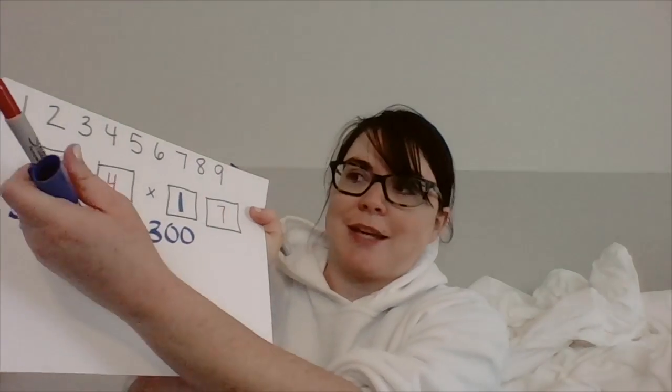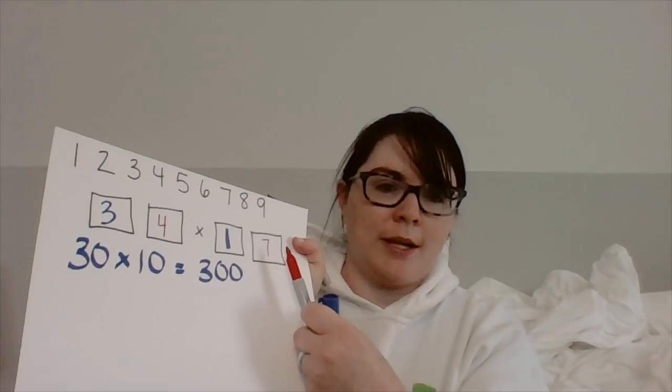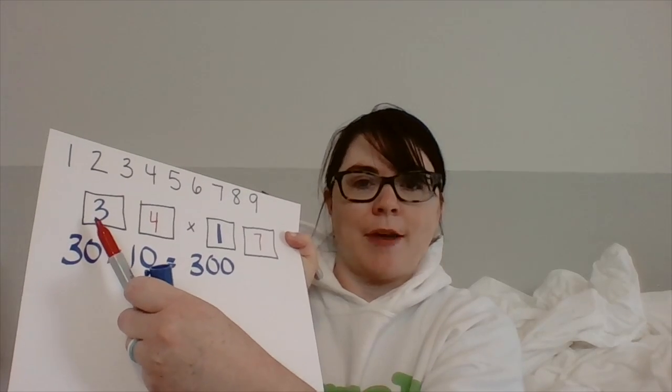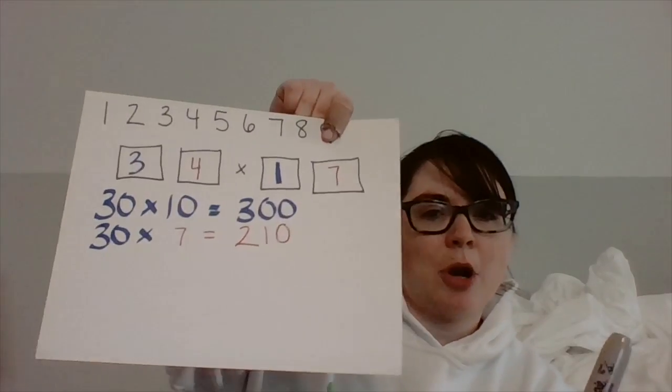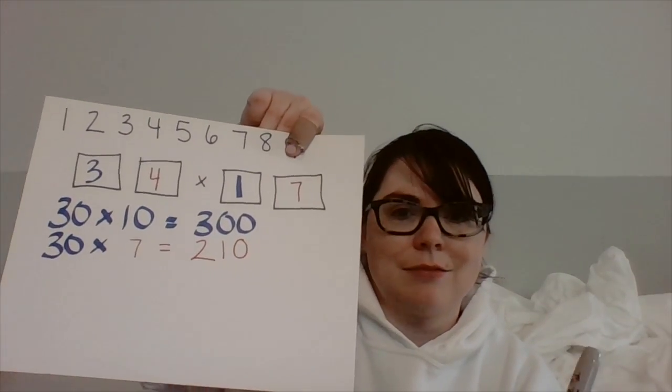Next, I'm going to do the tens place in my first factor and the ones place in my second factor. So that's going to be 30 times 7. 3 times 7 is 21, and then I move my place value. So that gives me my second partial product, which is 210.